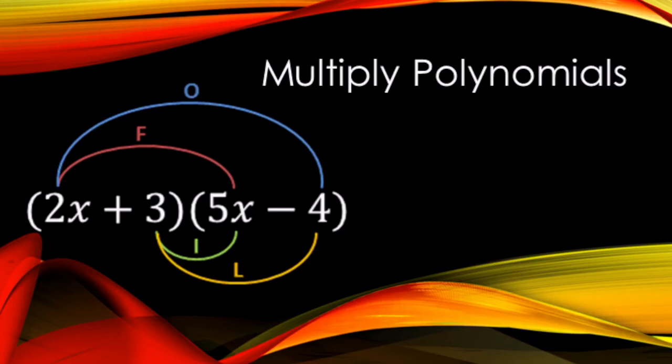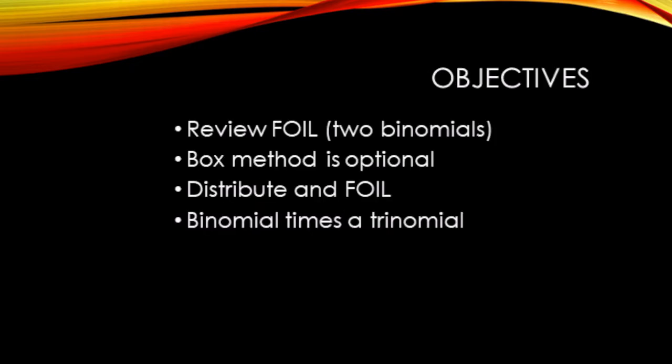All right, so here we're going to multiply polynomials. Now, we already know FOIL because we've done that before, so we'll just do a quick review of that. We'll also look at the box method in case you're interested in finding out about that and how it works. Then we'll also use distributing and FOIL, or multiplying two binomials, and then a binomial times a trinomial.